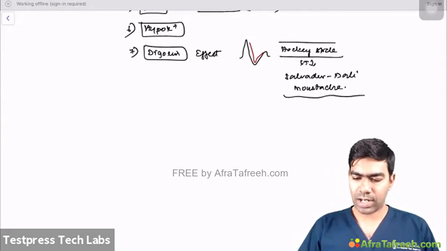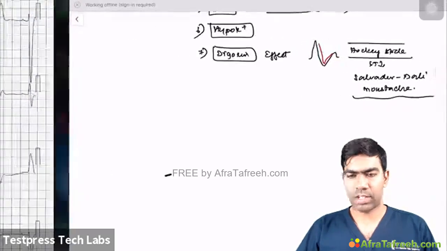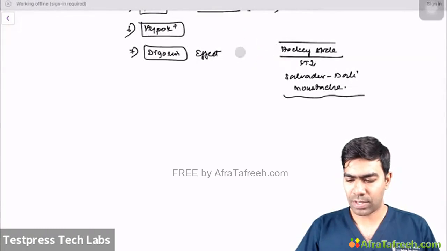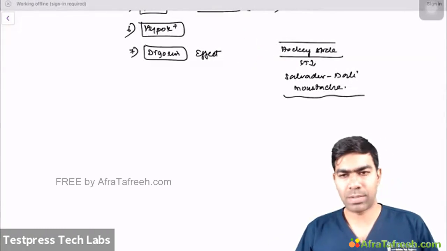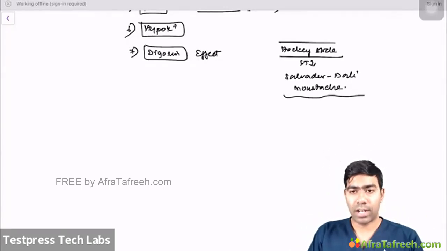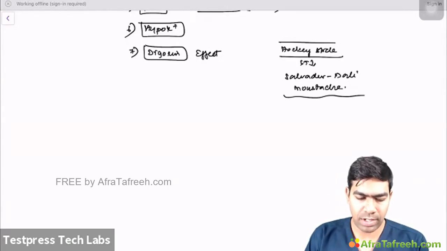So digoxin effect, as I told you previously, means you are going to have this kind of hockey stick ST depression, or otherwise referred to as a Salvador-Dali moustache appearance. I'll come up with a better image tomorrow. I want to put it in the PowerPoint, that's why. So Salvador-Dali moustache appearance, that is digoxin effect basically.